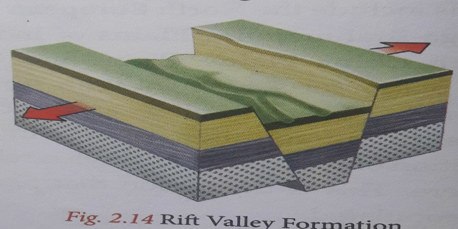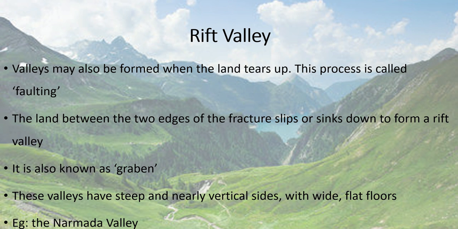Yes? But in this diagram, you can see that the land, instead of moving closer together, is moving apart. That can be shown by the two arrows that are given there. So when the land moves apart, the central portion will of course not rise up, it will collapse. So when it collapses, that portion forms your Rift Valley. So this valley is formed when the land tears up through a process called faulting. Alright? This kind of a formation is also known as graben.